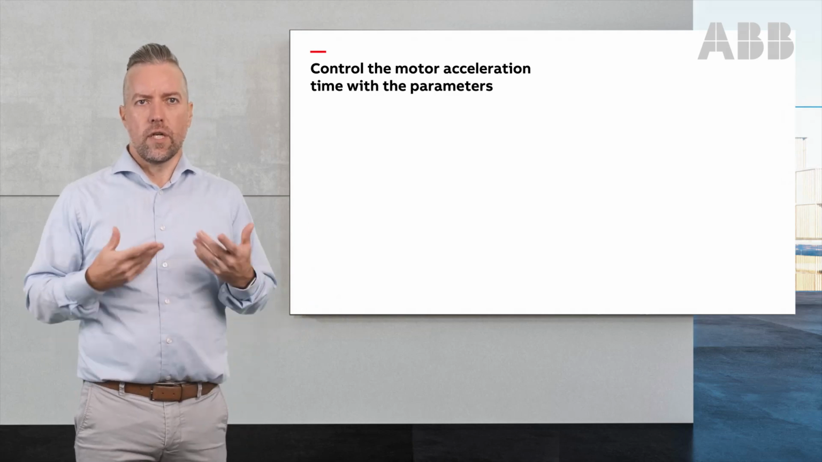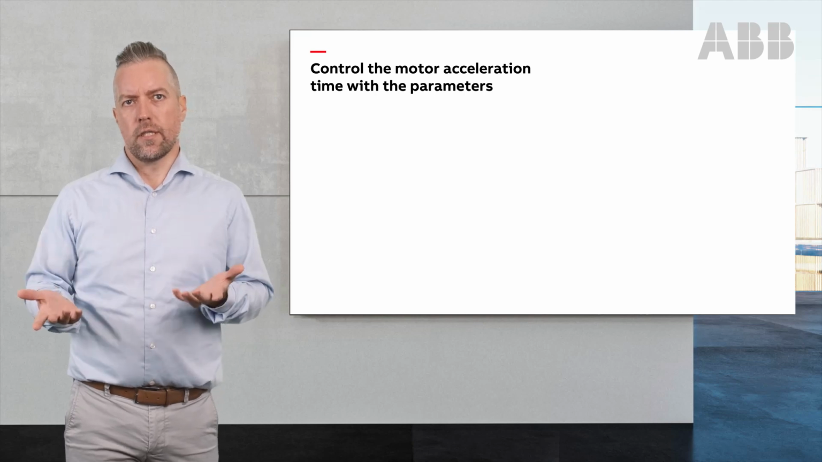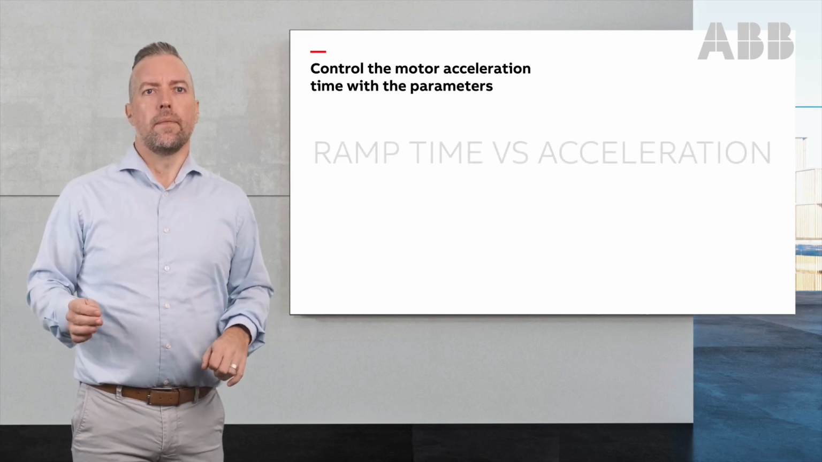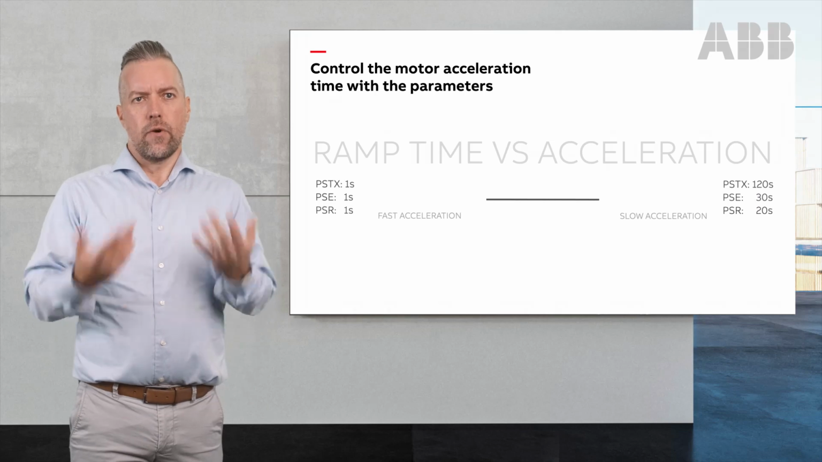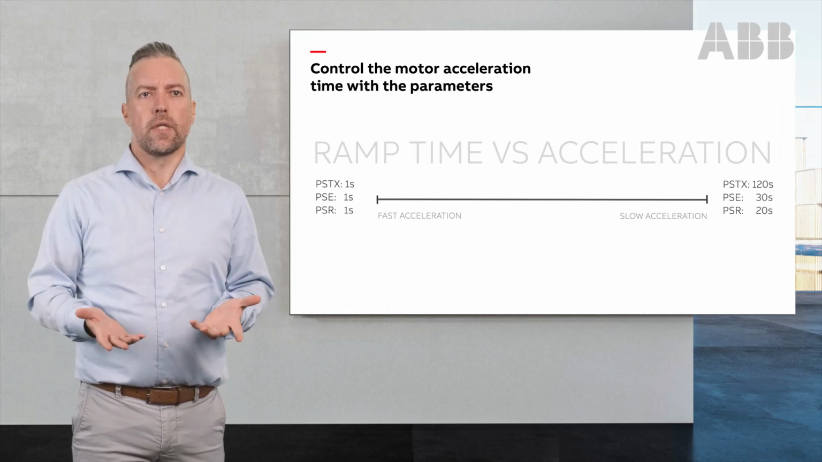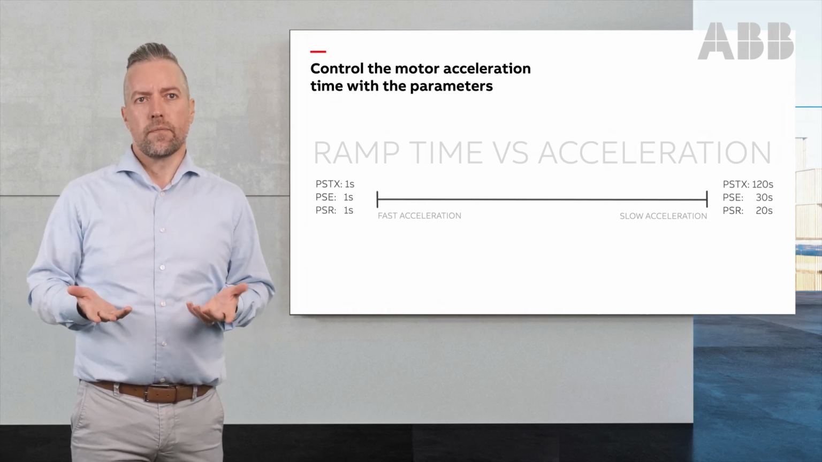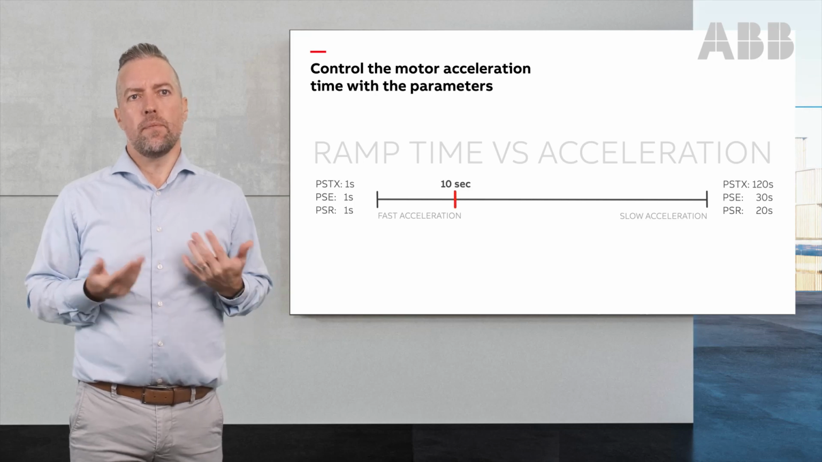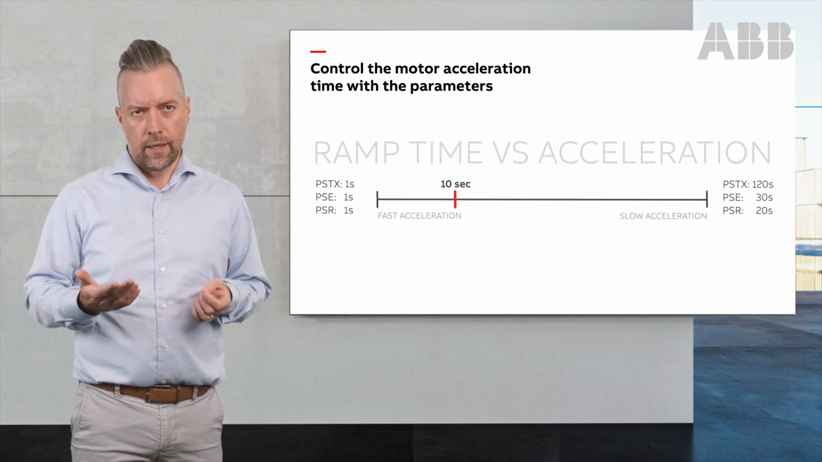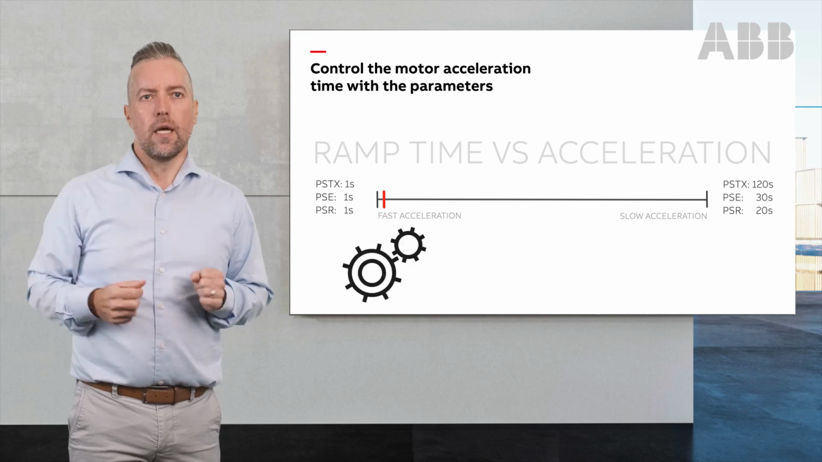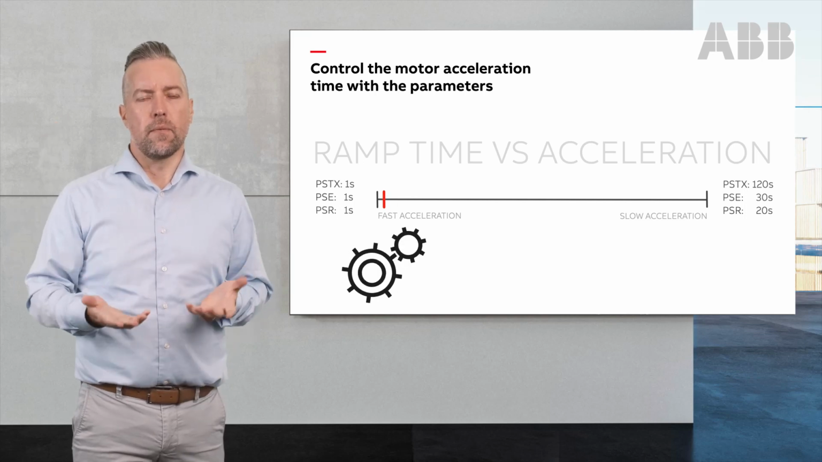So let us start with the ramp time versus acceleration. The faster acceleration you want to have, the shorter ramp time of the voltage you need to set. For the PSTX, PSE, and PSR, you can set it to 1 second. And then you get a really quick voltage ramp, and acceleration time will be faster.